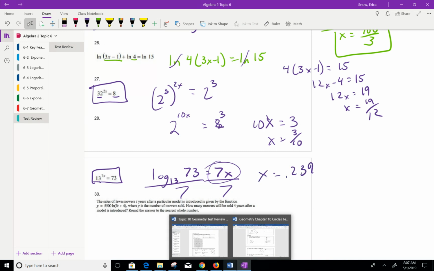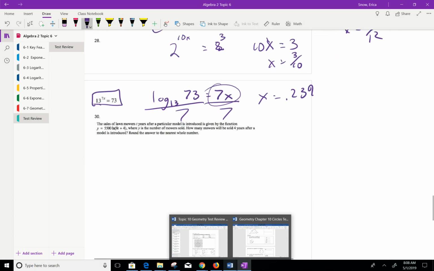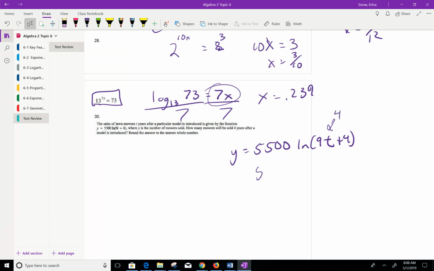And then finally, we are finally on our last one. The sales of lawnmowers t years after a particular model is introduced is given by the function y equals 5,500 ln of 9t plus 4, where y is the number of mowers sold. How many mowers will be sold 4 years after the model is introduced? So t is time. So that is going to be our 4. So we're going to do 5,500 ln of 36 plus 4, which is 40. 5,500 ln of 40 gives me y.